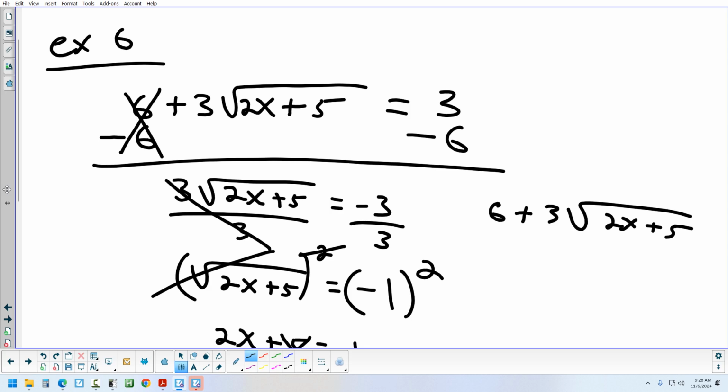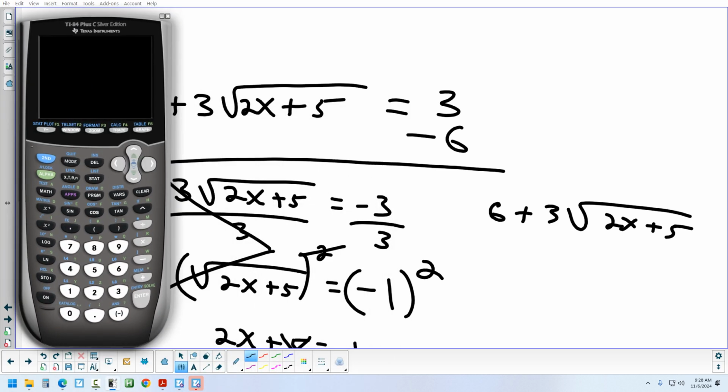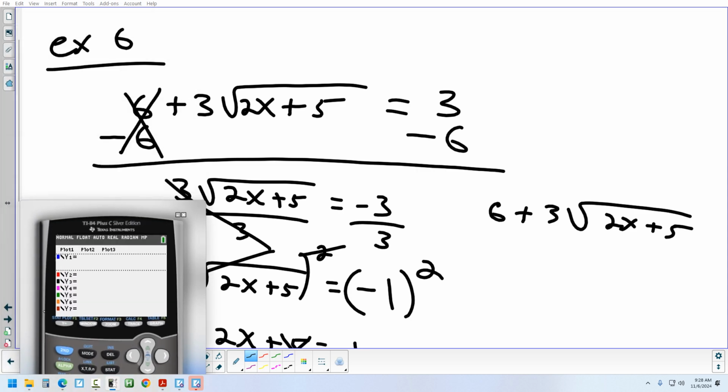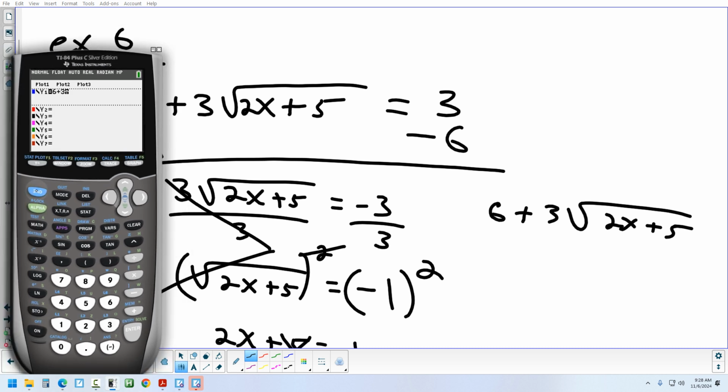Okay, well, let's graph it. Let's put the left in y1, and let's put the right in y2, and see if we can see where they cross. So 6 plus 3 times the square root of 2x plus 5, and 3. Wherever they cross, that should be the answer. Let's do zoom 6.